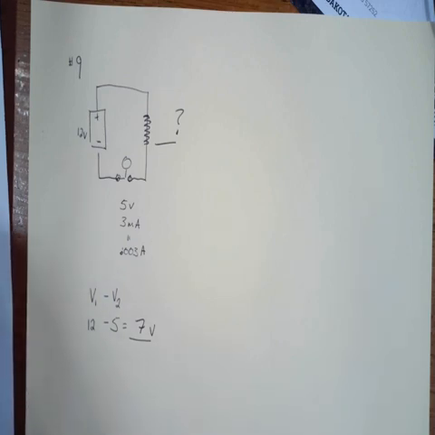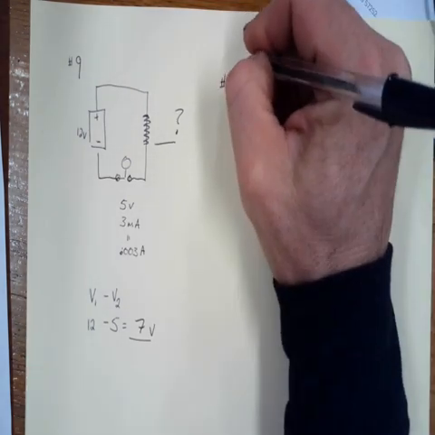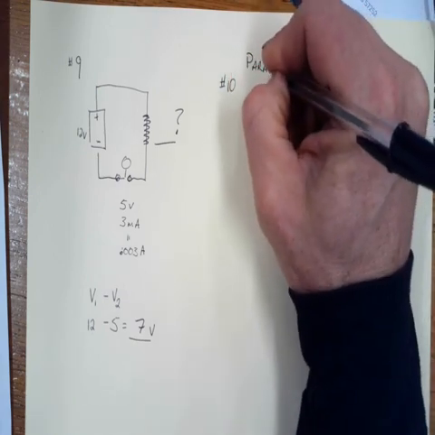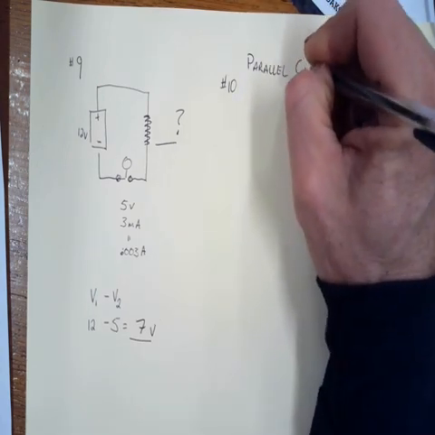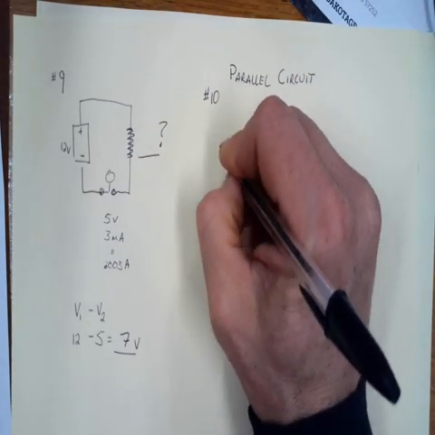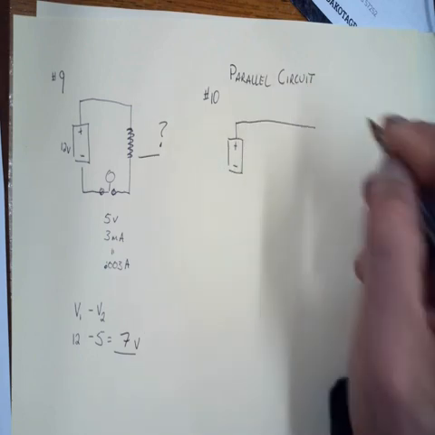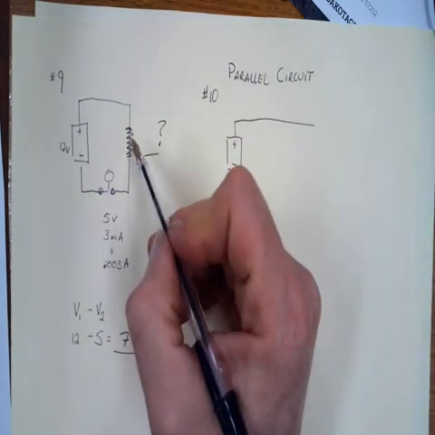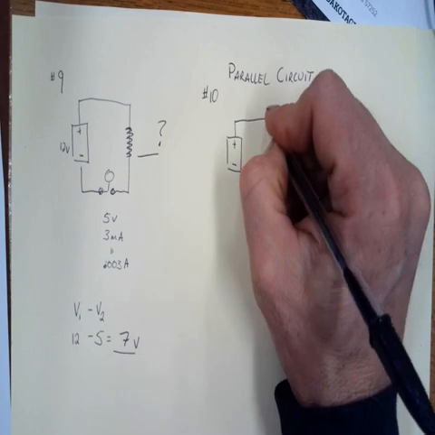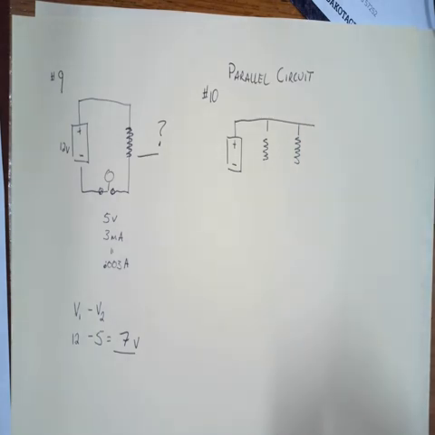Number 10, to finish out, is what's called a parallel circuit. And the arrangement starts off looking the same. We have our battery source, we have our power, but instead of two objects or loads in series with each other, they are running parallel.